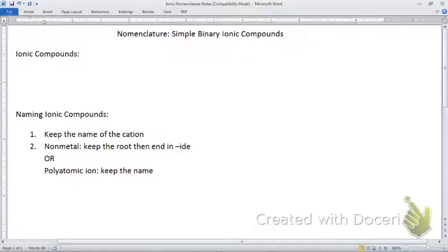Nomenclature is a set of rules that we use for getting the names and formulas of compounds. We're going to be starting off with simple binary ionic compounds. Let's first off define what an ionic compound is.